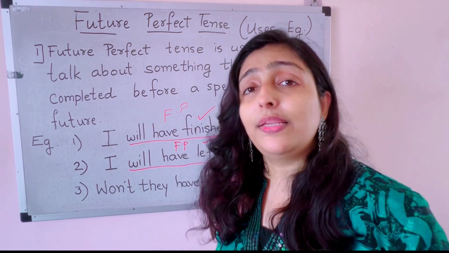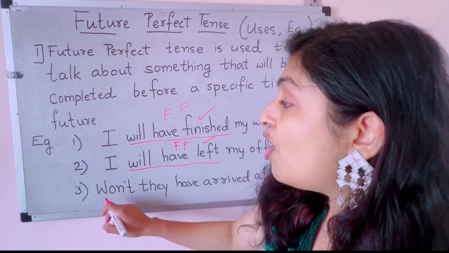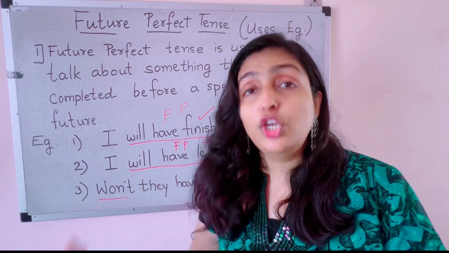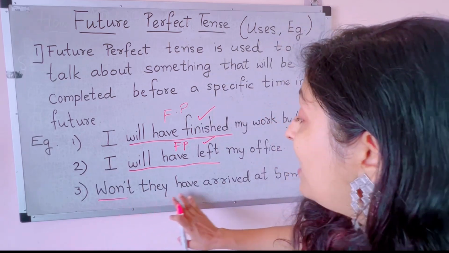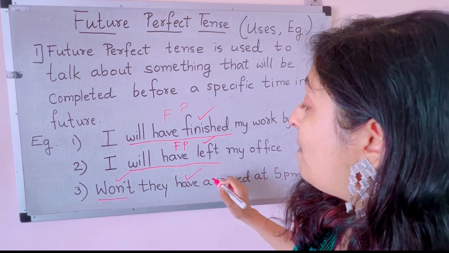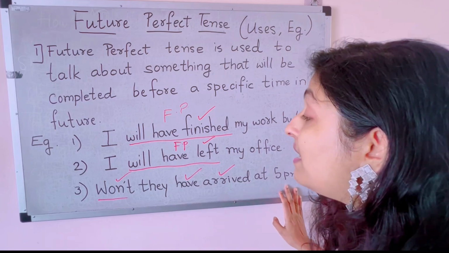Third example is an interrogative sentence in negative. Won't. Won't is the contraction of will not. Won't they have arrived at 5 p.m.? So this is future perfect tense. Won't they have arrived at 5 p.m.?